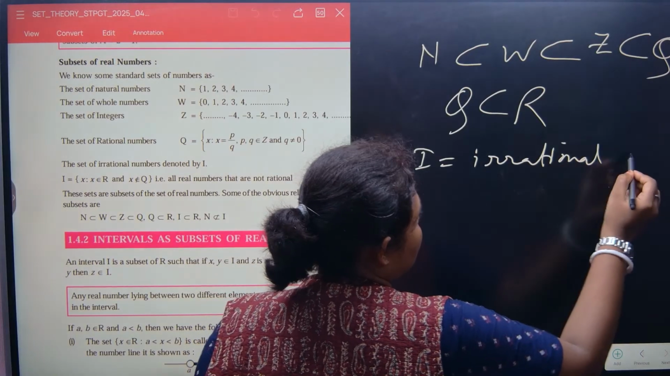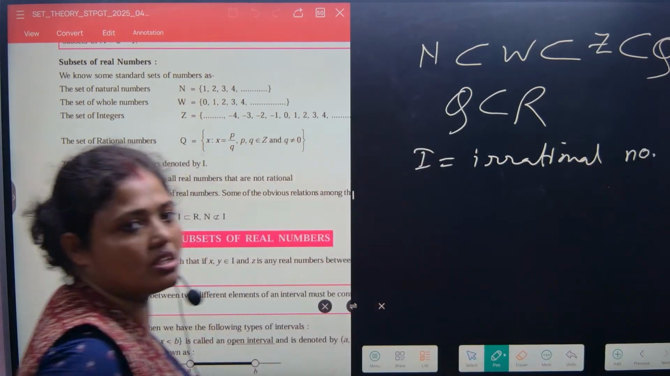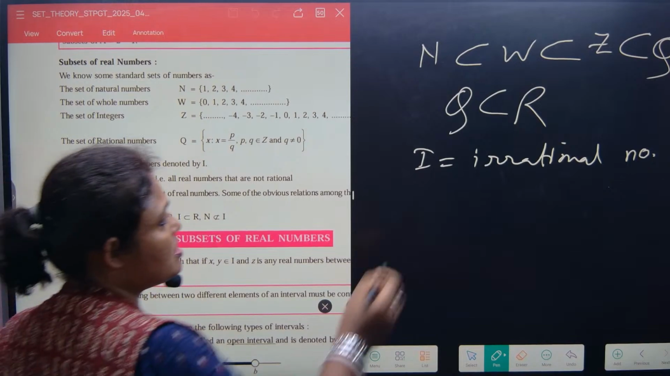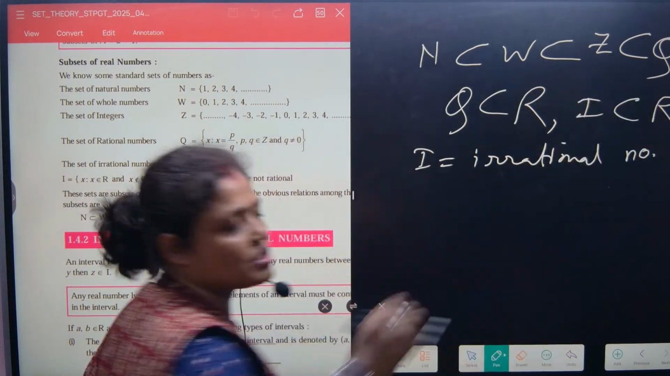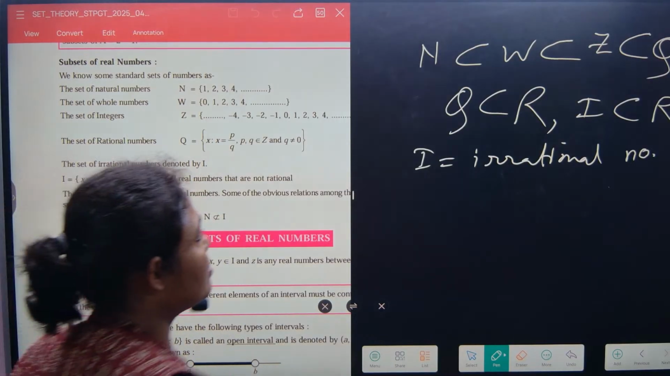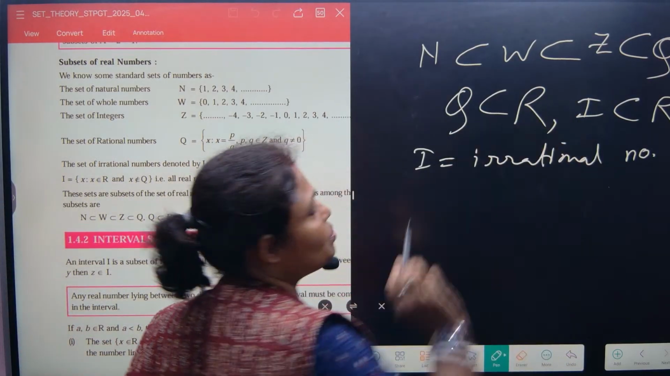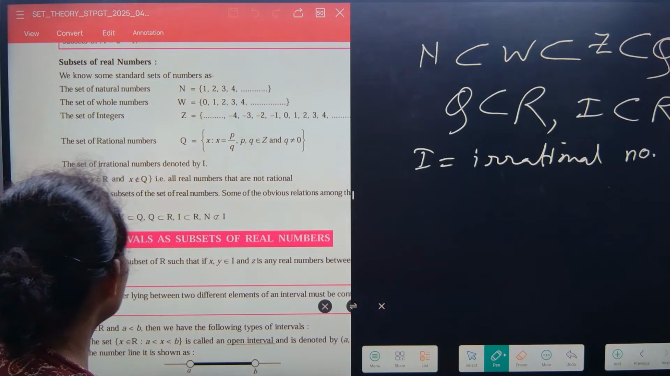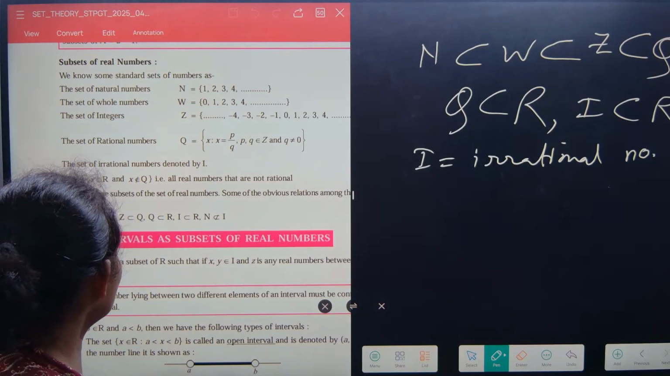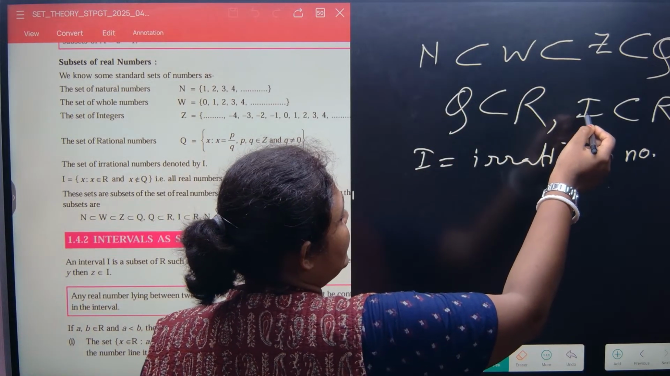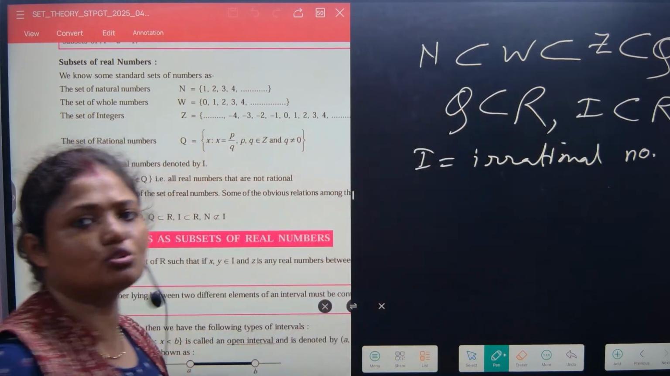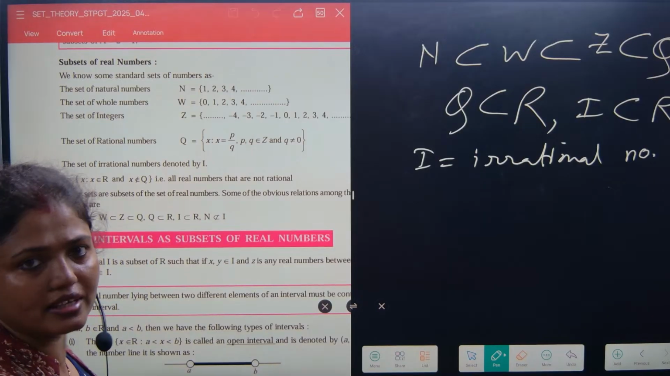Irrational numbers are a subset of real numbers, right? But we don't have a relation between Q and I. No element of Q belongs to I, and no element of I belongs to Q. So we can't relate them.